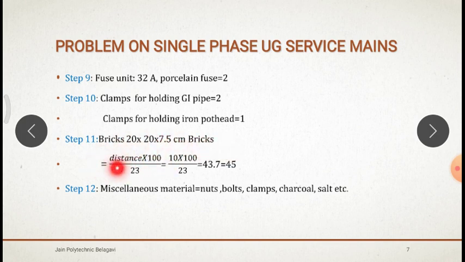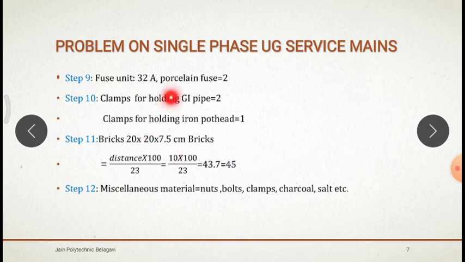We require 20 by 20 by 7.5 centimeter bricks. The formula is distance into 100 divided by 23. Distance is 10 meter, so 10 into 100 divided by 23 gives 43.7. So overall, in round figure, we require 45 bricks. Next are the miscellaneous materials: nuts, bolts, clamps, charcoal, salt, as usual in all the problems. And next, the estimation table is very simple.